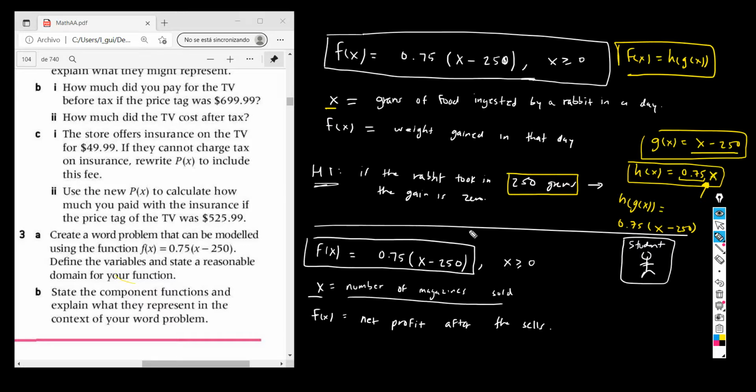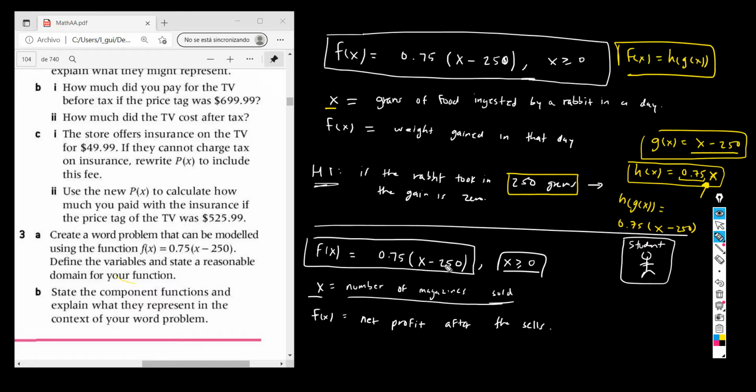Let's analyze this thing. First of all, why do I say that the domain of this function should be greater or equal than 0? Because you cannot sell a negative number of magazines, right? It's pretty obvious. You can sell either something greater than 0 or nothing, which would take care of the equal sign. So this is the domain of my function.